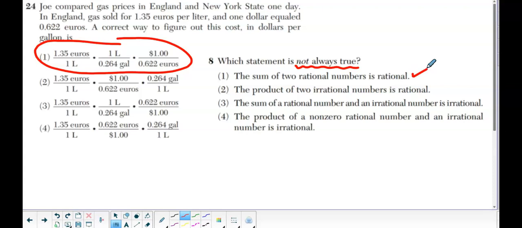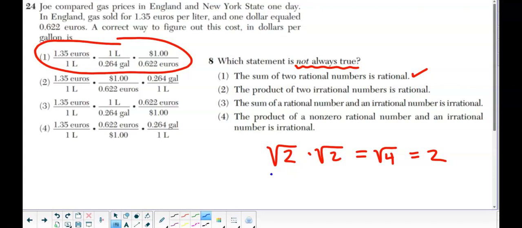So let's try the second one. The product of two irrational numbers. So let's say I've got the square root of 2 times the square root of 2. Well, that would be the square root of 4, and that is a perfect square. So it is true, but the question is, is it always true?